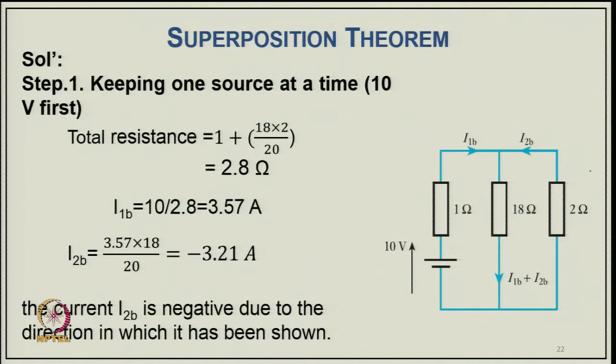So, that will be minus 3.21 ampere. So, current I 2 is negative due to the direction in which it has been shown. Actually, the current will be flowing in the opposite direction, but by sign convention the current is negative. So, that is with the first source.